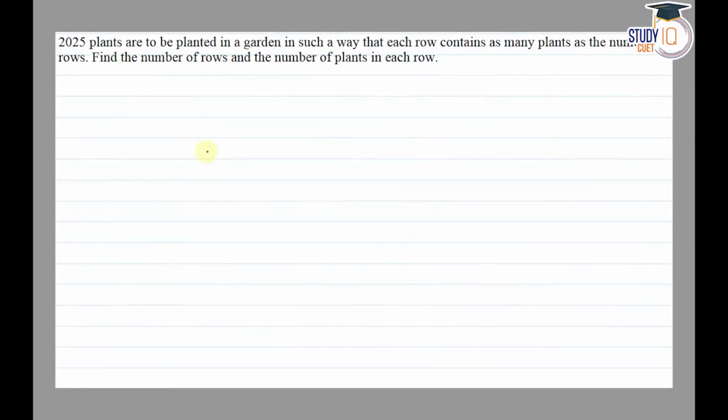Hello everyone, this question appears in the class 8th NCERT chapter of squares and square roots. This is the 8th question of exercise 6.3. The question says that 2025 plants are to be planted in a garden in such a way that each row contains as many plants as the number of rows. Find the number of rows and the number of plants in each row.